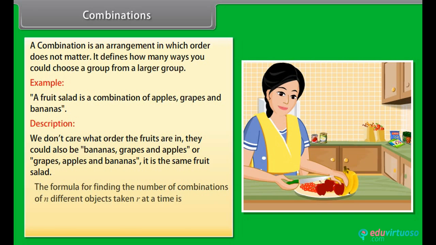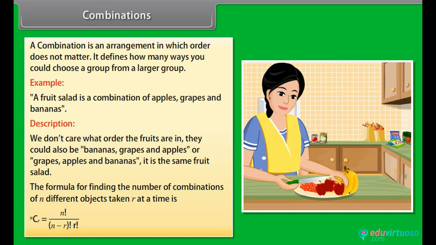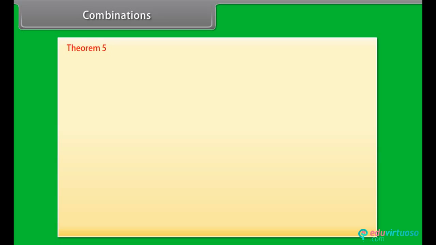The formula for finding the number of combinations of n different objects taken r at a time is nCr is equal to n factorial by n minus r factorial into r factorial. Theorem 5. Mathematical relation between permutation and combination.